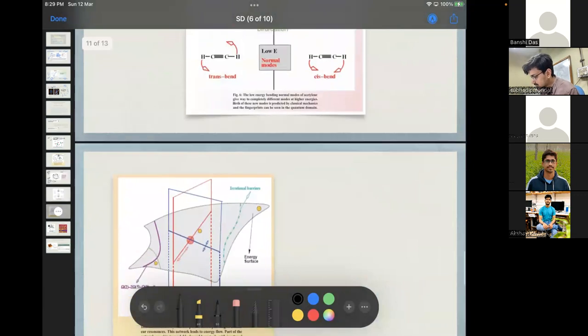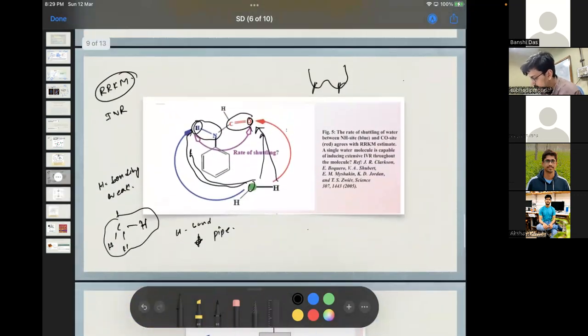Is this a proposed theory or is there any practical experimental proof about this redistribution through the hydrogen bond? This is an experimental study, and they computed the rate of shuttling experimentally. Then they compared this rate with the predicted RRKM theory, the analytical RRKM equation. They saw that the analytical RRKM theory and the experimental rate constant agree well.